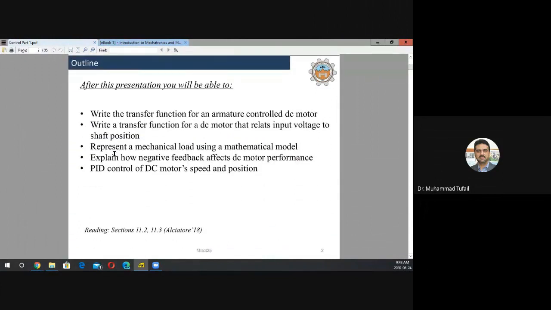But the model that we derived last time was in the time domain. What we want to do with it is write the transfer function form of that DC motor. It's just taking the Laplace transform of those equations, and then writing a transfer function for a DC motor that relates input voltage to shaft position.